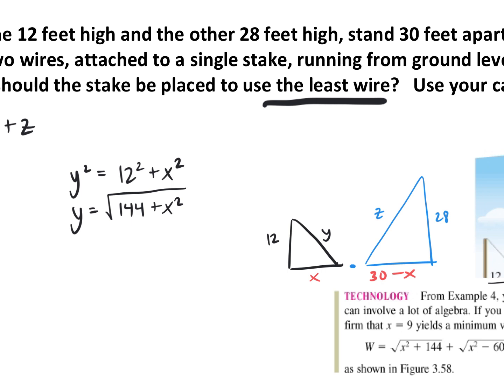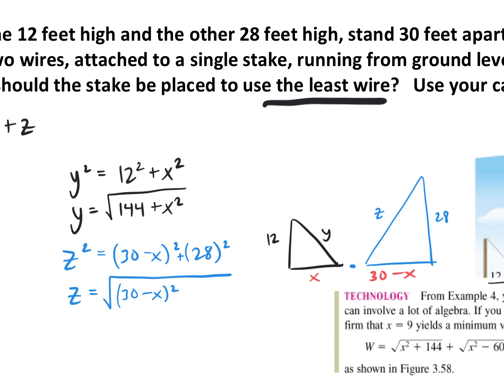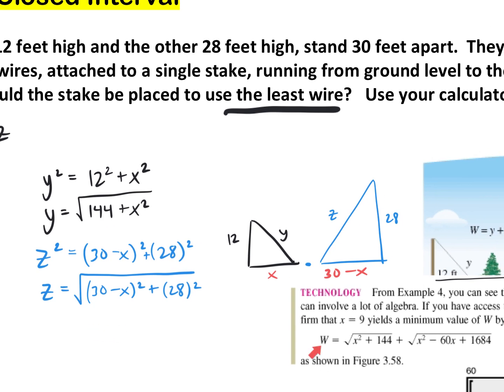Okay, if I solve for the side length of z, z squared is equal to 30 minus x squared times 28 squared. And then I can take, or sorry, plus, that should be a plus there, huh? And then I can take the square root to find just z. So z is equal to the square root of 30 minus x squared plus 28 squared. Now, if you wanted to simplify it, you could, and you would end up getting this simplified answer right here of x squared minus 60x plus 1,684. However, if I were you, I would just leave it like this.